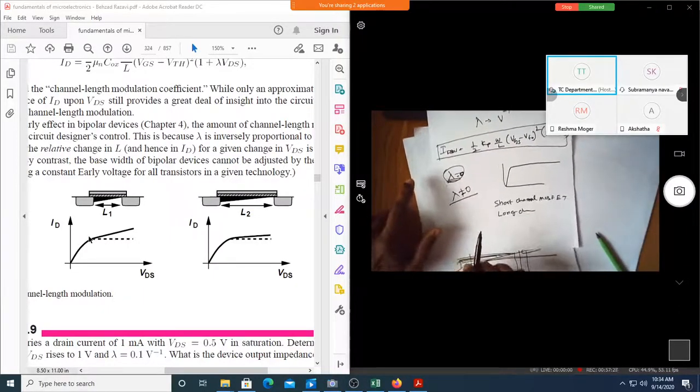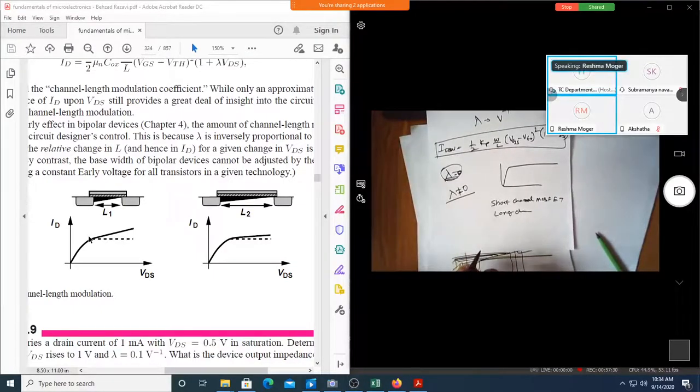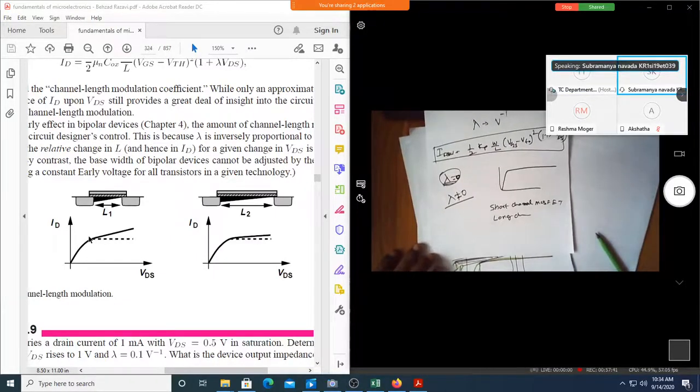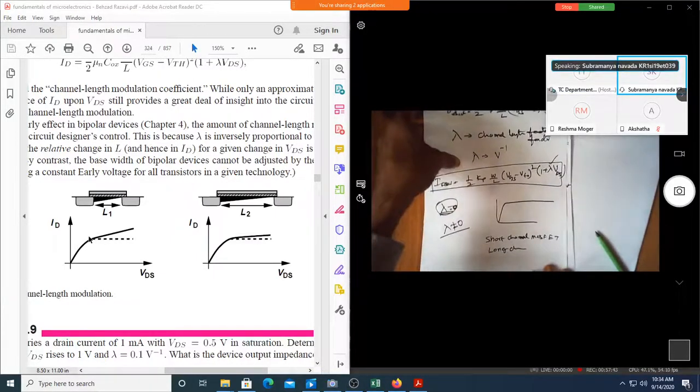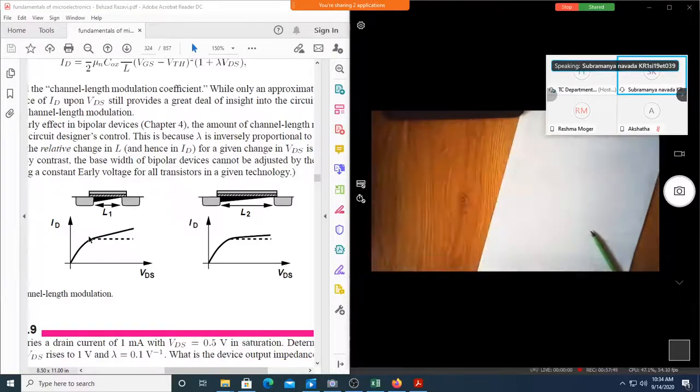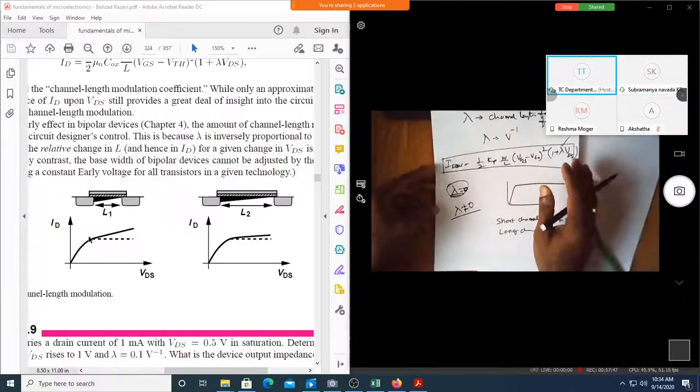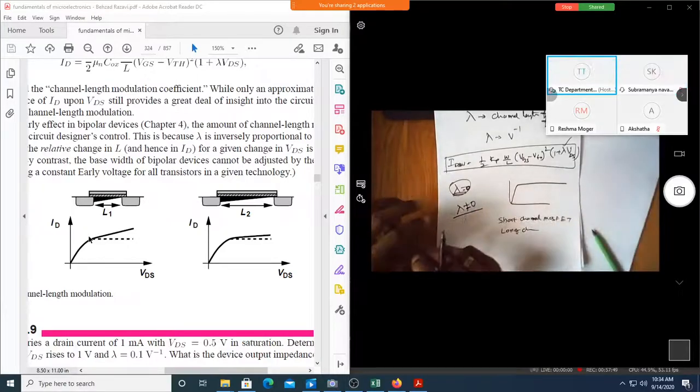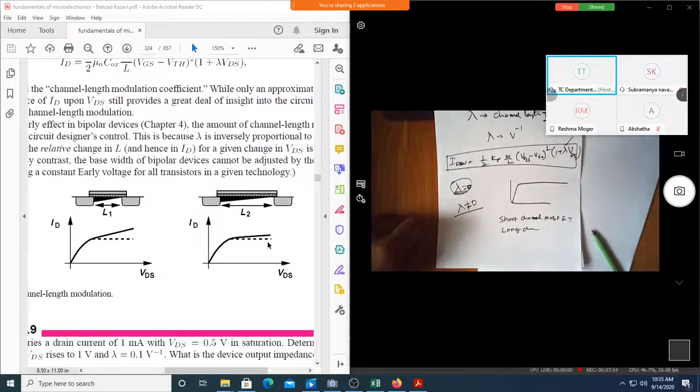Can you observe what is the change in the output characteristics for short channel and long channel? What is that difference? In short channel, the variation is slightly higher when compared to long channel. That's the exact meaning. So this was not a problem in earlier days, when the transistor got invented in the 1960s. They were not having this channel length modulation effect because the channel lengths were large in nature.